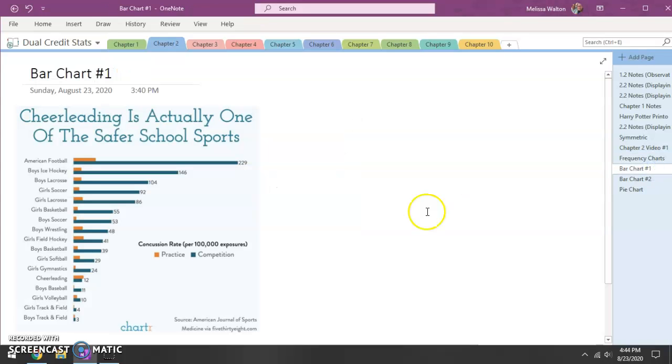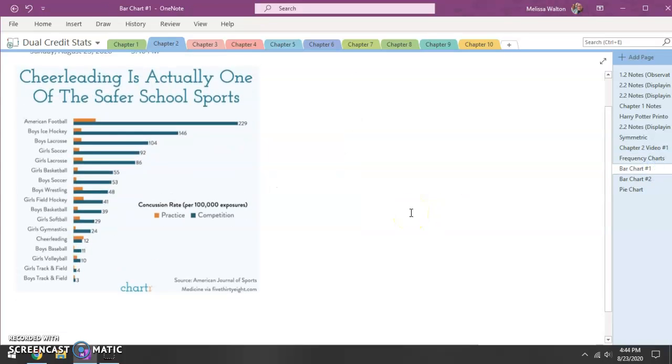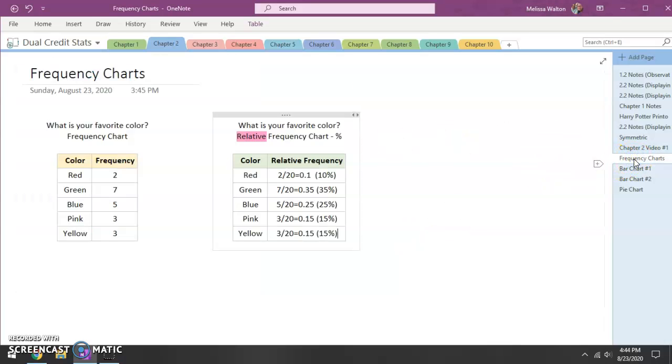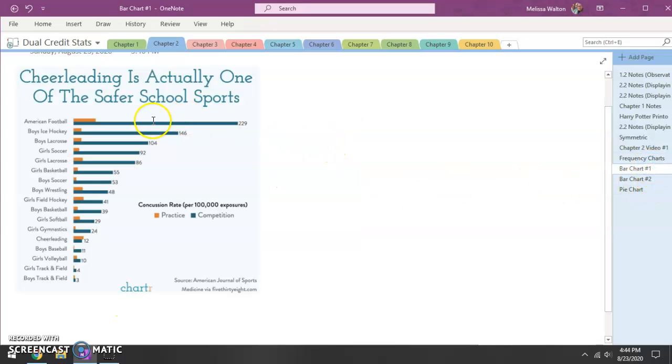This one is an example of a vertical bar chart. It says cheerleading is actually one of the safer school sports. Notice these are categories. We can't measure boys basketball or boys soccer. This is a qualitative variable, and we are simply counting how many concussions occur in each. So this probably started off as a frequency chart with a list of how many concussions, and then we just turned it into a bar chart.